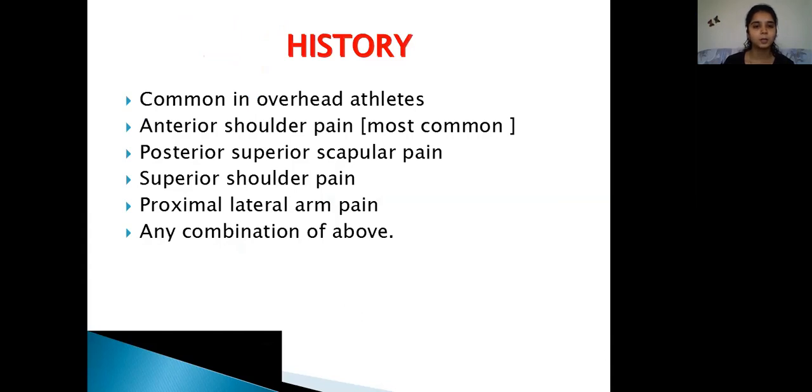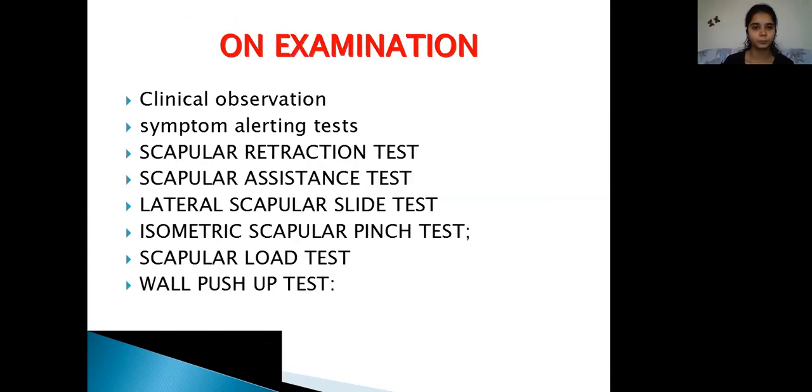The patient will come with a history that he is an overhead athlete, and there will be different pain positions, like anterior shoulder pain, posterior superior scapular pain, superior shoulder pain, proximal lateral arm pain, or any combination of the above. Amongst all, anterior shoulder pain is very common.